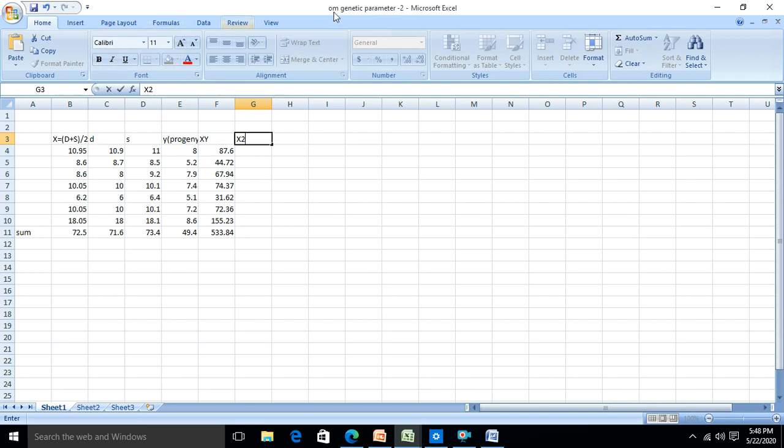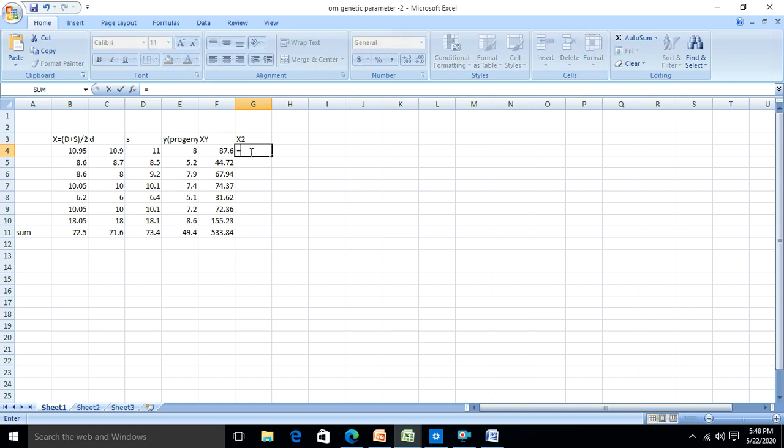I don't have an option, or maybe I don't know how to make it x square. I tried Control Shift Plus but didn't get it. So it doesn't matter. This is x square. Now I have to find x square, which means I have to multiply this column with itself: 10.95 into 10.95, 8.6 into 8.6.